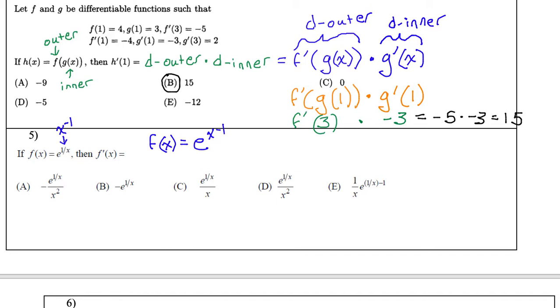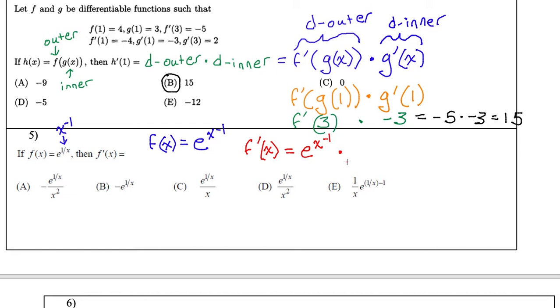So when I take the derivative, let's switch colors here. I now have f prime of x. The derivative of e to the house is e to the house, exactly. It's the easiest one. So the derivative is e to the x to the negative 1. But I now need to do the inner. That was the outer. The outer is always easy. You guys know how to do the rules for the outer. Now I need to do the inner.